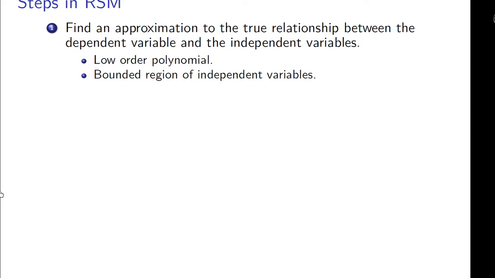As we saw with central composite designs, we're often working within a bounded region of the independent variables. We might know what the low end is, we might know what the high end is. And if it's a central composite design of one sort, face-centered, Box-Behnken, we're adding additional points and forming surfaces.